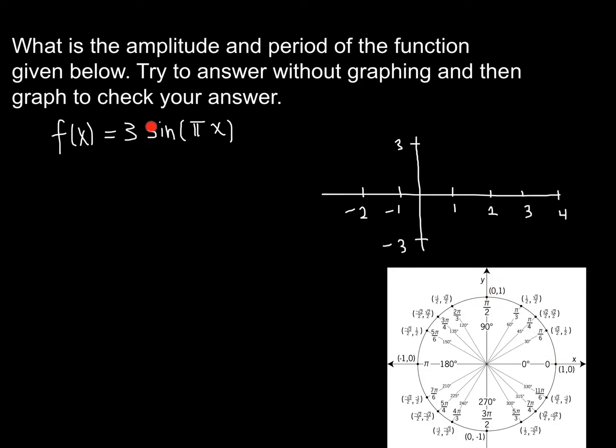So the biggest that sine can ever be is 1, and so the biggest that our function can ever be is 3 times 1, or 3. Similarly, the lowest it can ever be, the minimum, is going to be when sine is negative 1. So the smallest that our function can ever be, the minimum point, is going to be negative 3. What's in between 3 and negative 3 is the line y equals 0. So our midline is the line y equals 0.